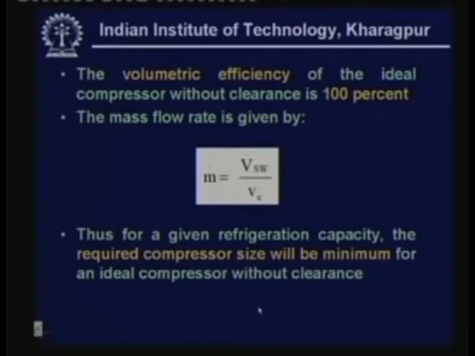Since you can see that the volumetric displacement rate of the compressor is equal to the volume of the gas taken in, the volumetric efficiency of the ideal compressor without clearance is 100%. So, the mass flow rate is given by m dot = V dot_sw / v, where V dot_sw is known as the displacement rate, and v is the specific volume of the refrigerant at compressor inlet. So, from this expression you can see that for a given refrigeration capacity, the required compressor size will be minimum for an ideal compressor without clearance, because here the mass flow rate pumped will be maximum for a given size.